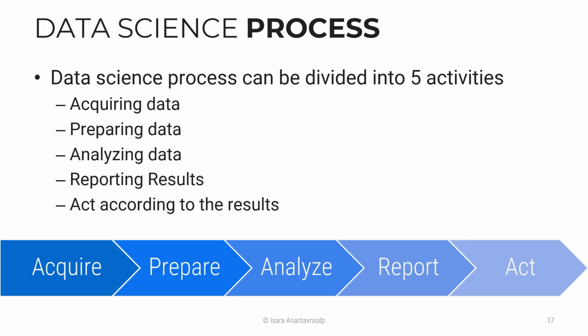Now, let's zoom in to the design process. In general, you can divide the data science process into 5 main activities. First, acquiring data, to collect or gather the data. Then you prepare your data. You need to make sure that the data is ready to be analyzed, in the perfect shape for analysis. And then you start analyzing your data. And then you report your findings.